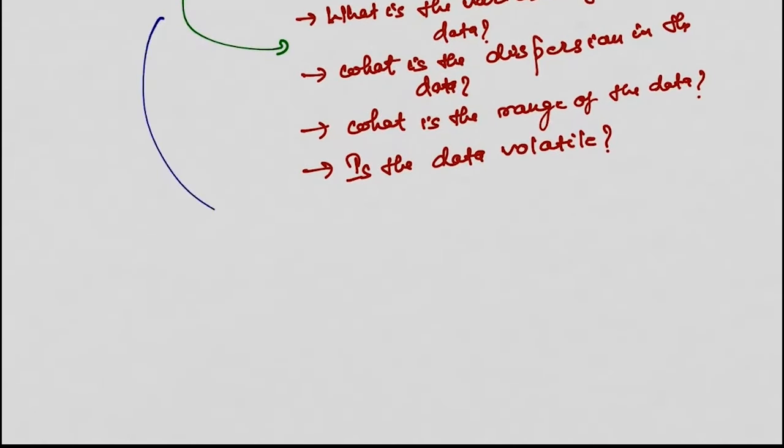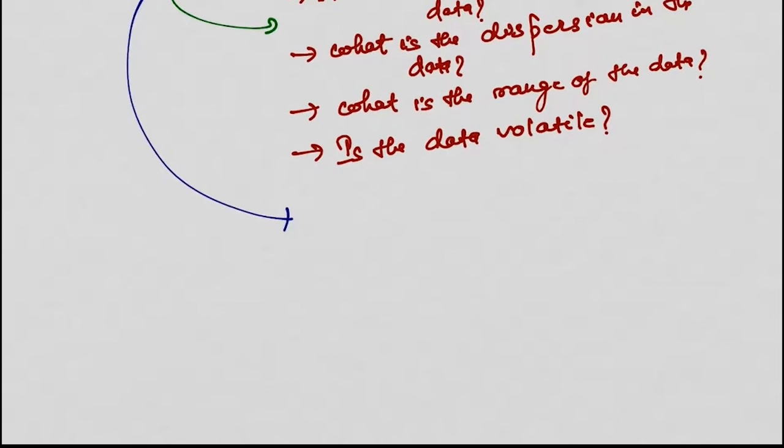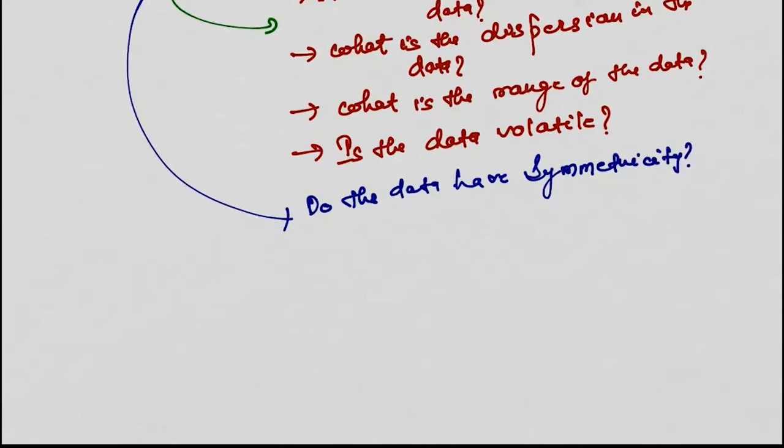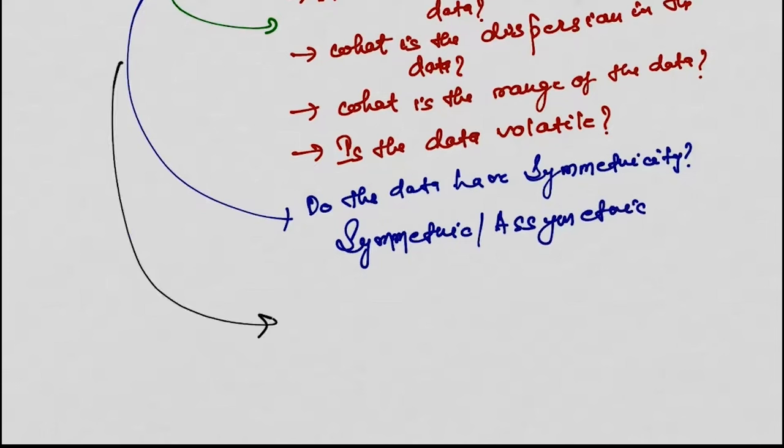It also asks you questions like, does the data have symmetricity? As in, is the data symmetric or asymmetric? It also asks questions like, what about outliers? How fat are the tails?